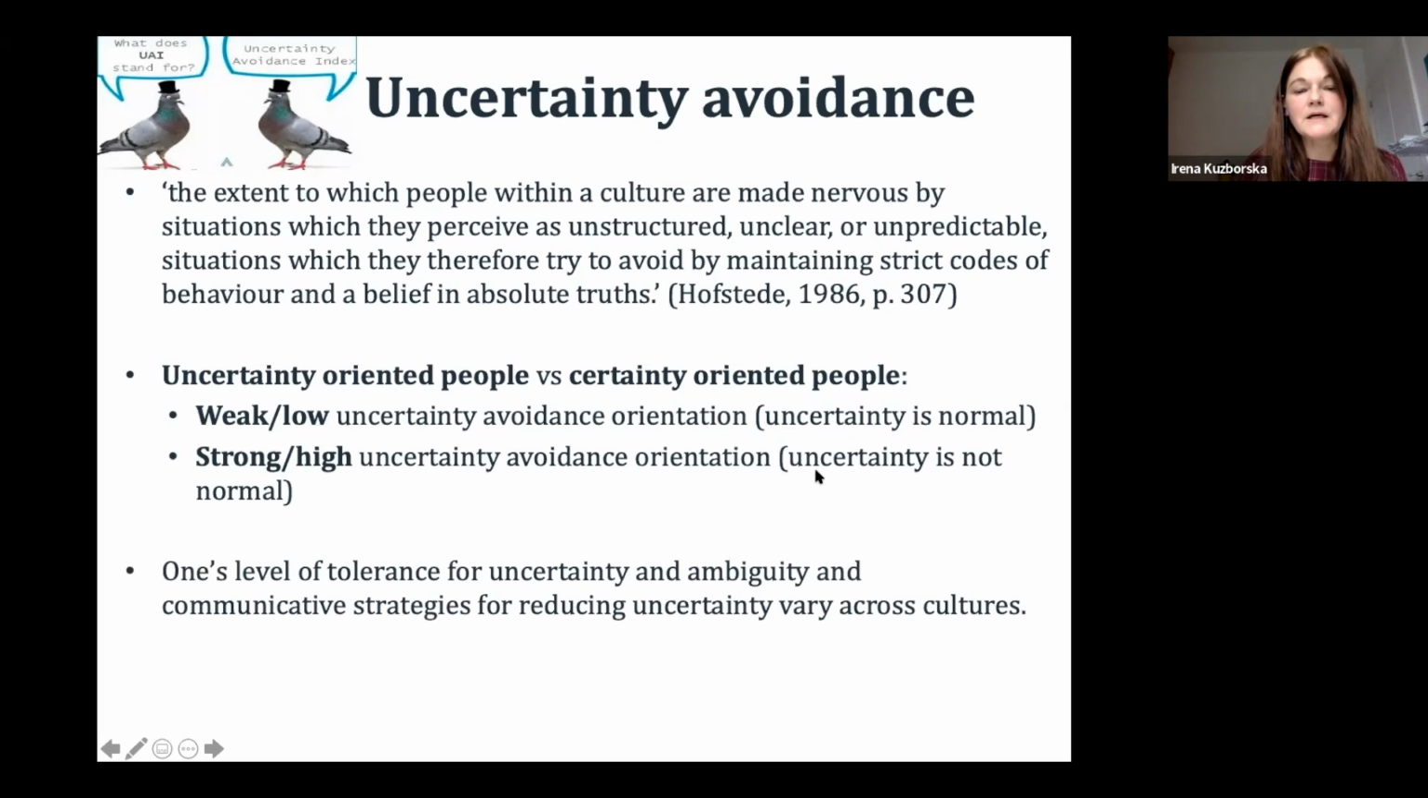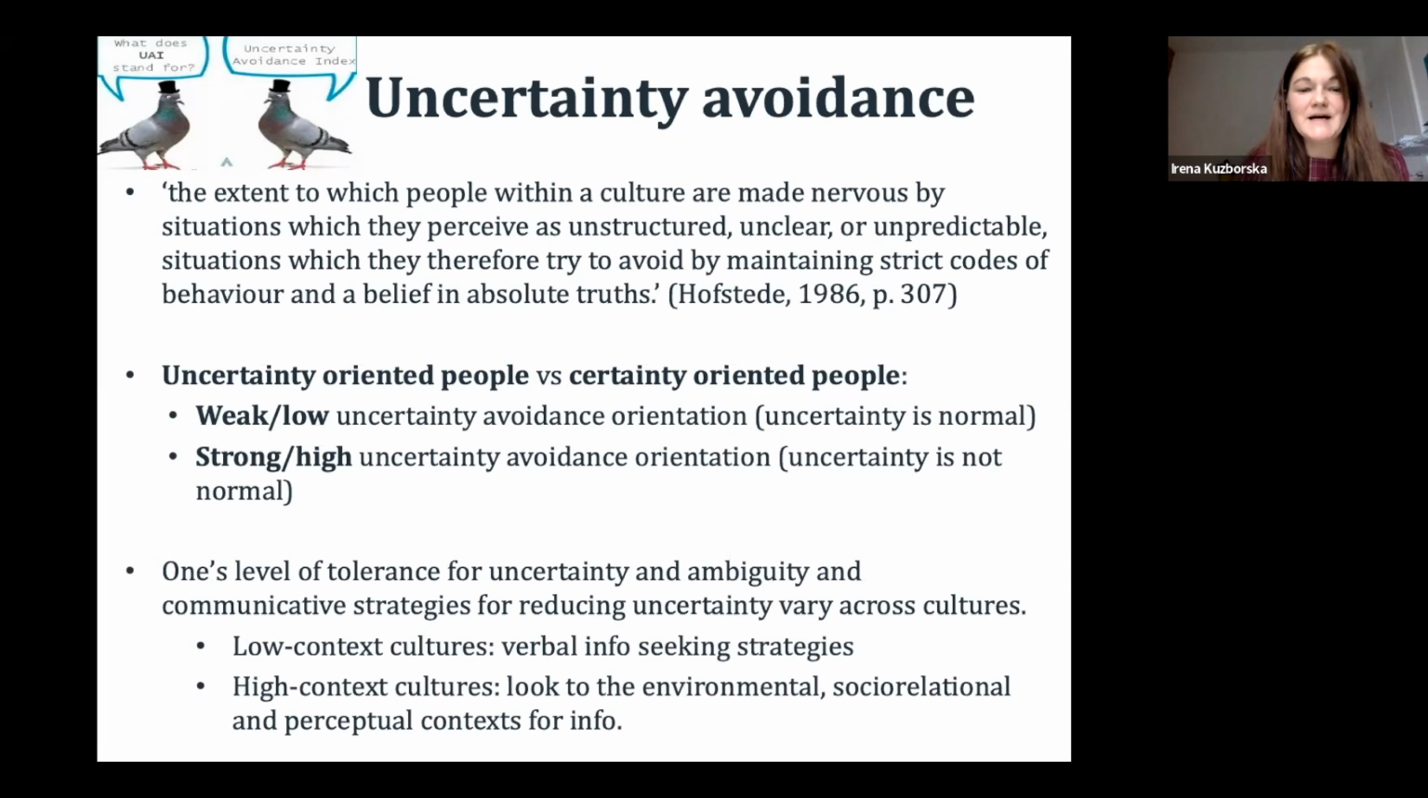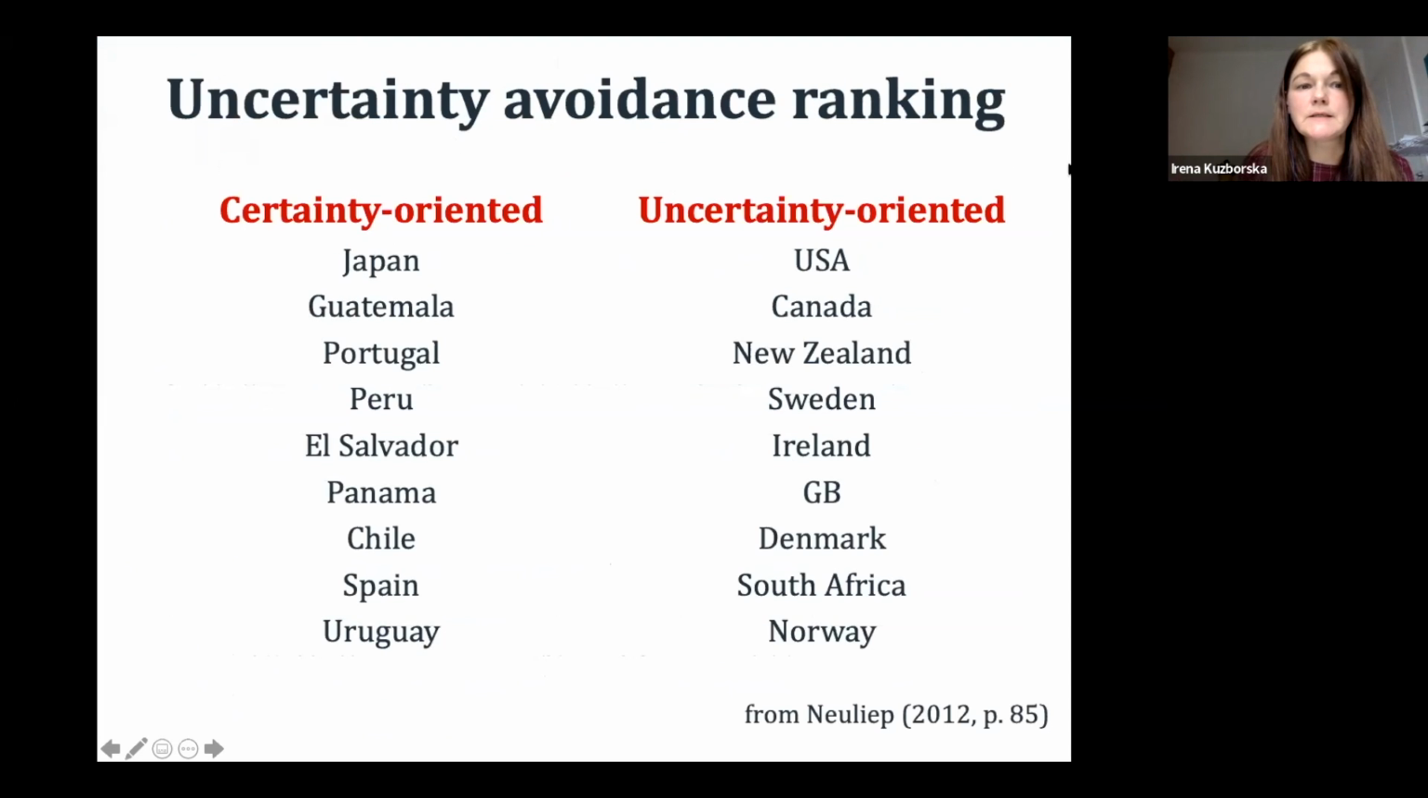And again, one's level of tolerance for uncertainty and ambiguity, and the communicative strategies they use for reducing this uncertainty, vary across cultures and across individuals. If we have a low context orientation, we use a lot of verbal information-seeking strategies. We'll ask a lot of questions. But the high context cultures, or those for whom uncertainty is not normal, look to the environment, the social, racial, and perceptual context, for information. So again, there are cultures that we can think have some of these orientations.